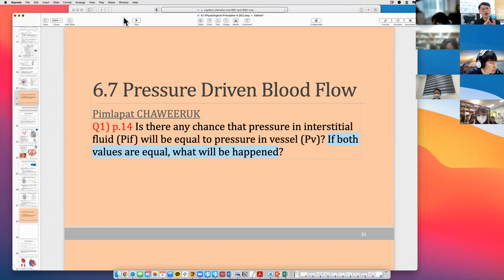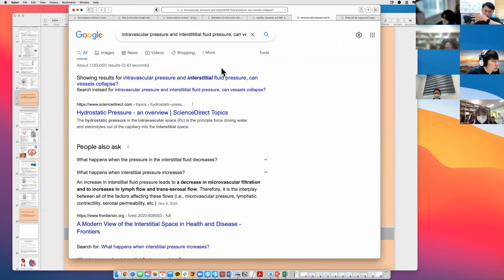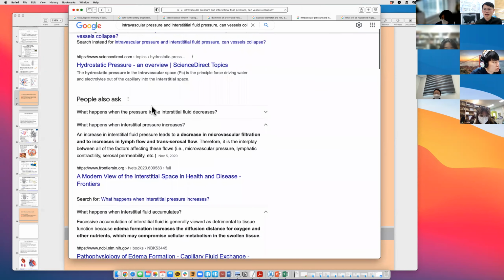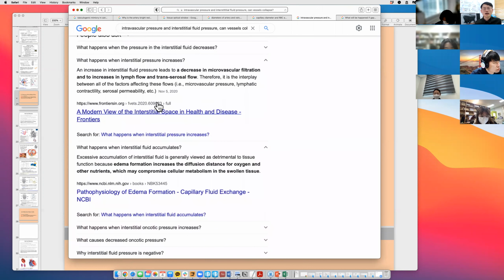Especially, it's more like a pathological condition, such as in tumor tissue or when we have an edema. So let's go through it a little bit. We call it hydrostatic pressure, and this is physiologically important. What happens if interstitial pressure is increasing?